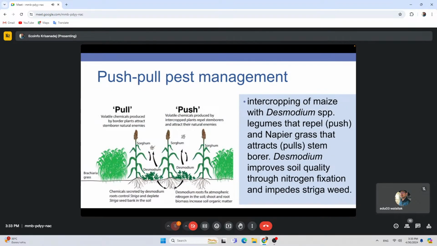This is push and pull pest management, which she already explained this morning. Okay, we don't need to go over that anymore.